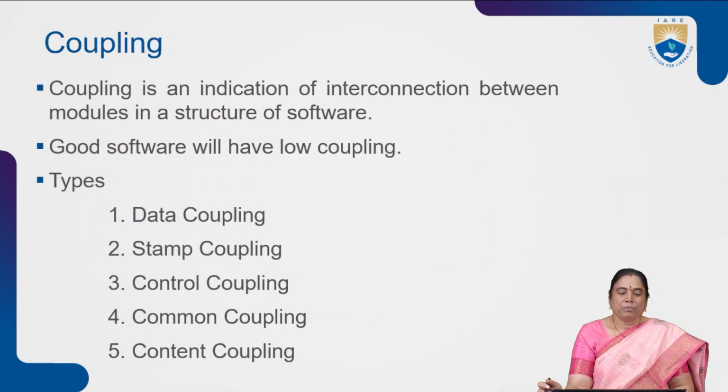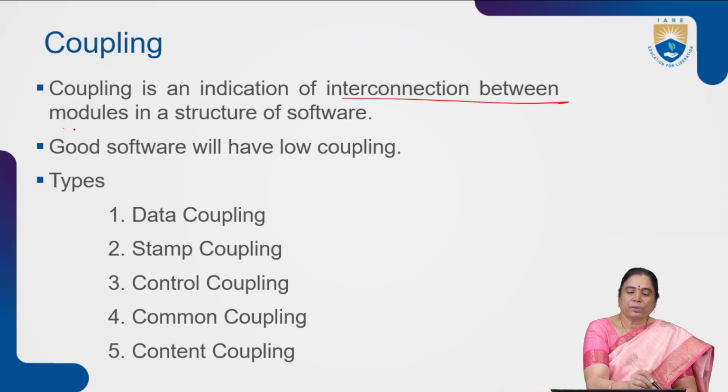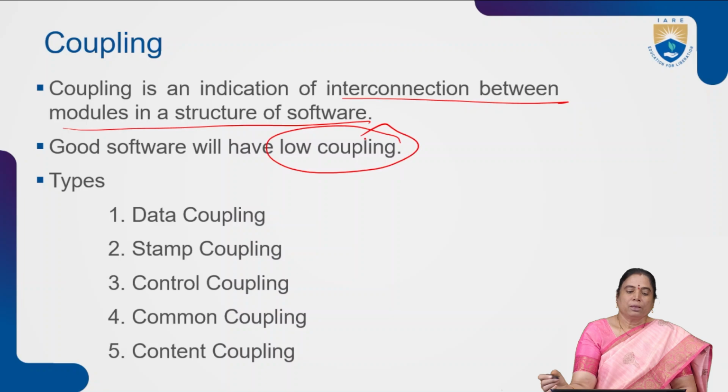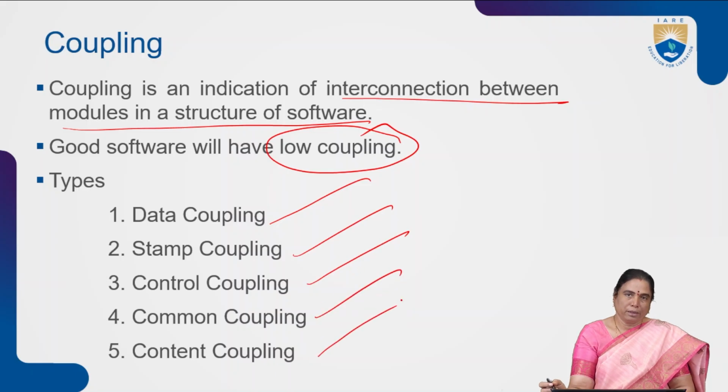The next term is coupling. It is an indication of interconnection between modules in the structure of a software. Good software will have low coupling, and the types of coupling are data coupling, stamp coupling, control coupling, common coupling, and content coupling.